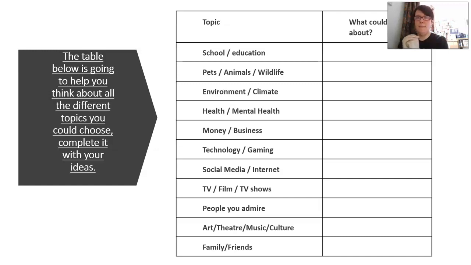Okay, second one, pets, animals, wildlife. So this could be anything from pets that we have with our families at home, animals, animal cruelty, animal testing, wildlife, protection of animals, the zoos, theme parks that have animals doing entertainment. Again, it could be absolutely anything within that subject area. I want you to choose one thing that you could do your speech on and write it under that subheading or in your table.